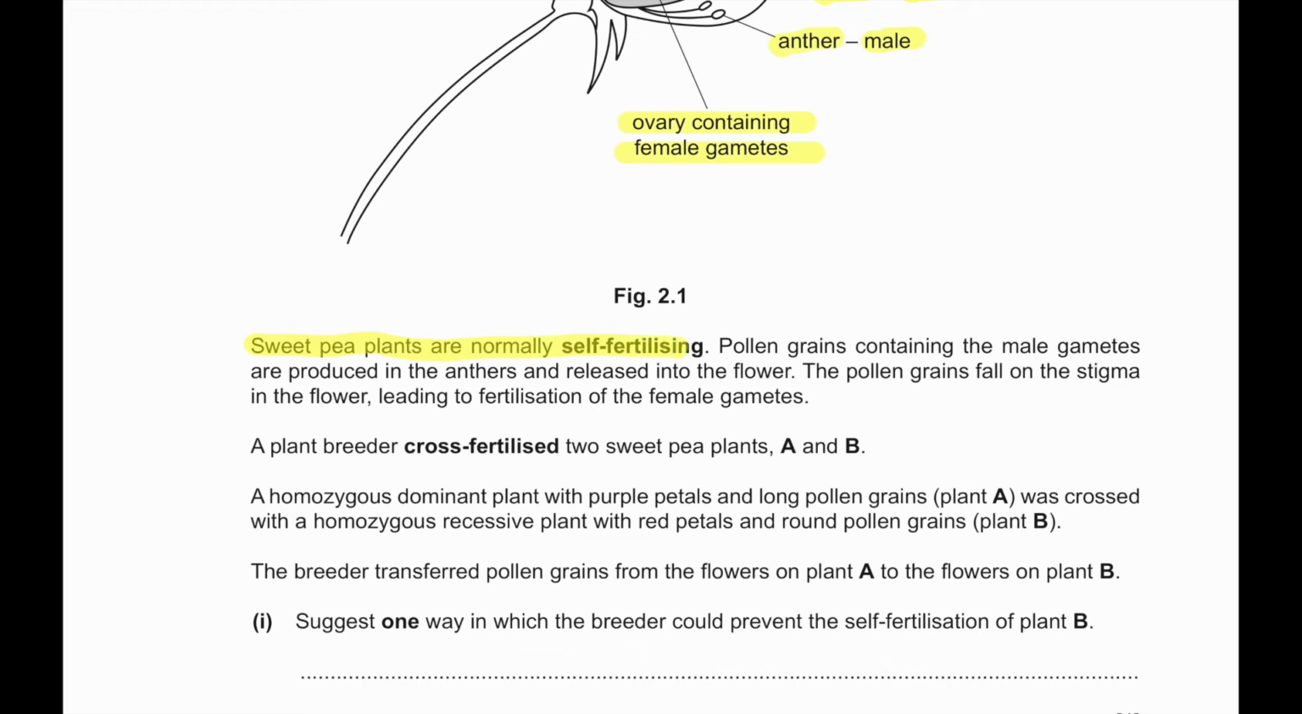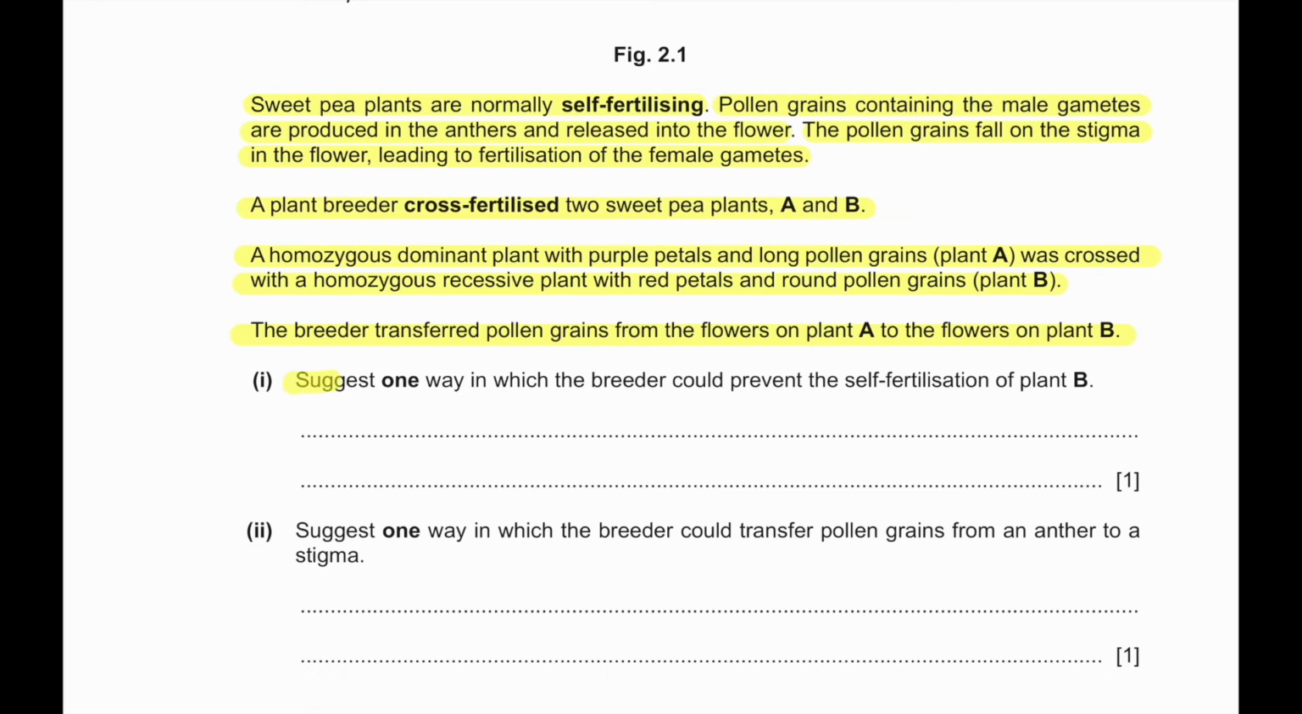Sweet pea plants are normally self-fertilizing, so they fertilize with their own pollen. Pollen grains containing the male gametes are produced in the anthers and released into the flower. The pollen grains fall on the stigma in the flower, leading to fertilization of the female gametes. A plant breeder cross-fertilized two sweet pea plants A and B. A homozygous dominant plant with purple petals and long pollen grains was crossed with a homozygous recessive plant with red petals and round pollen grains. The breeder transferred the pollen grains from the flower on plant A to the flowers on plant B. Suggest one way in which the breeder could prevent self-fertilization of plant B.